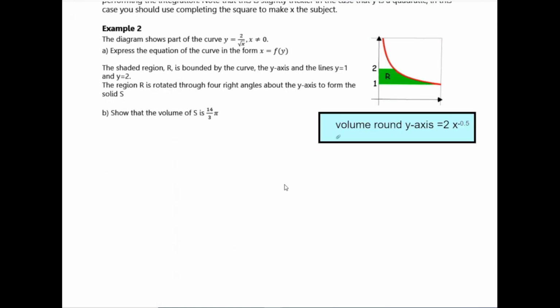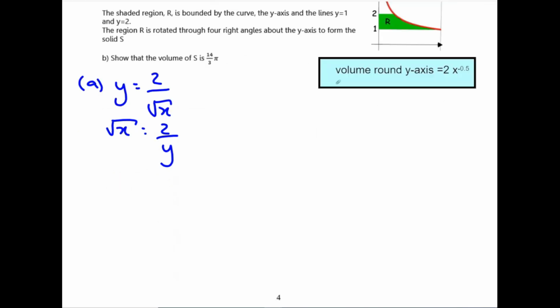So this one is less tricky than the last one. We've got y equals 2 over root x for our curve here. We need to make x a subject of this, which isn't too hard for this one. So I'm going to swap the x and the y. We've got root x equals 2 over y, and I'm going to square it to make x a subject.